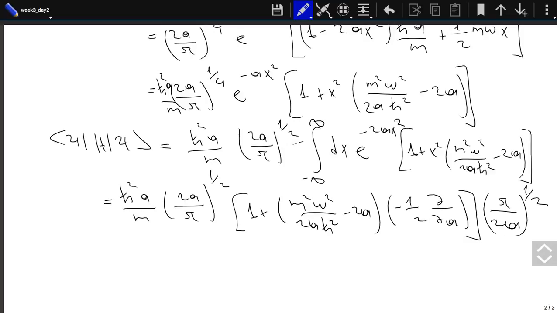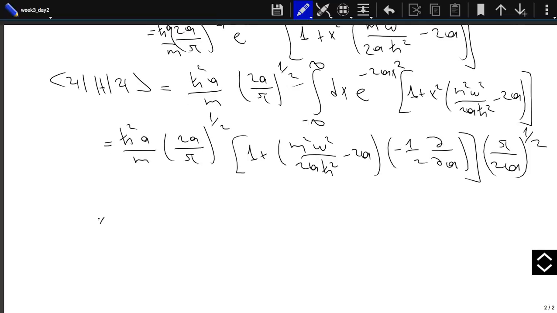Now, how did I get that? Let's see. If you take the derivative of the exponent with respect to a, then you get minus 2x squared. So instead of that x squared over there, I can write the derivative with respect to a and divide by minus 2 instead of x squared. Since it's a derivative with respect to a and not with respect to x, I can take that derivative out of the integral. If I take it out of the integral, what is left is from minus infinity to plus infinity e to the power minus 2ax squared, whose integral is just pi over 2a square root.